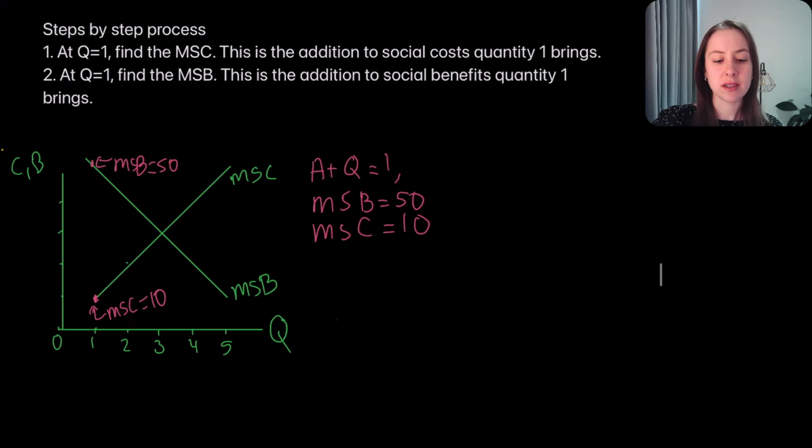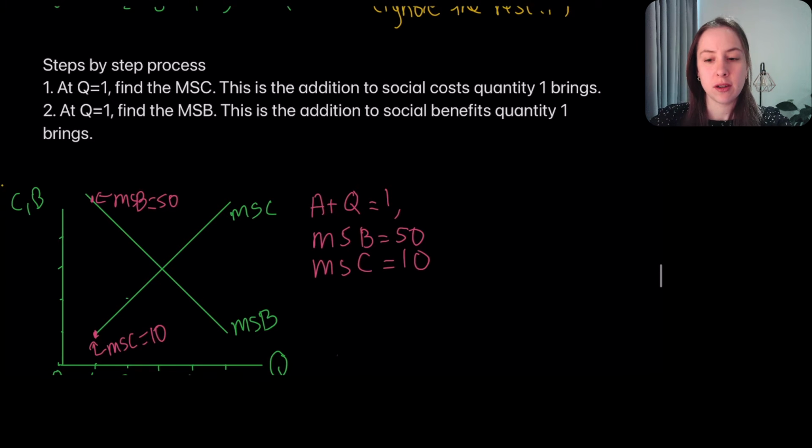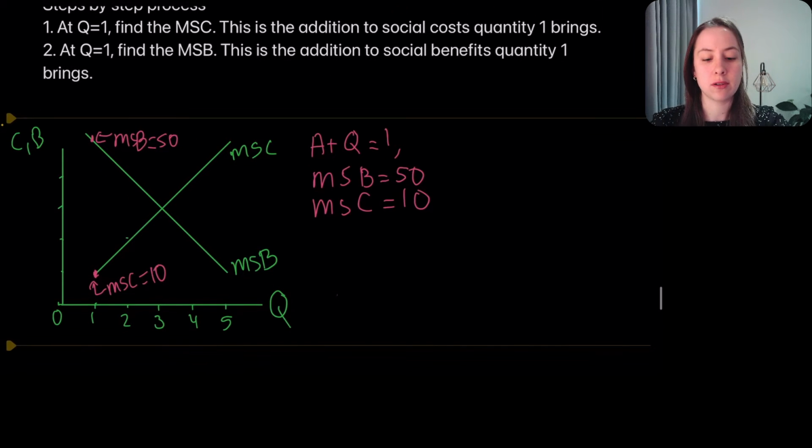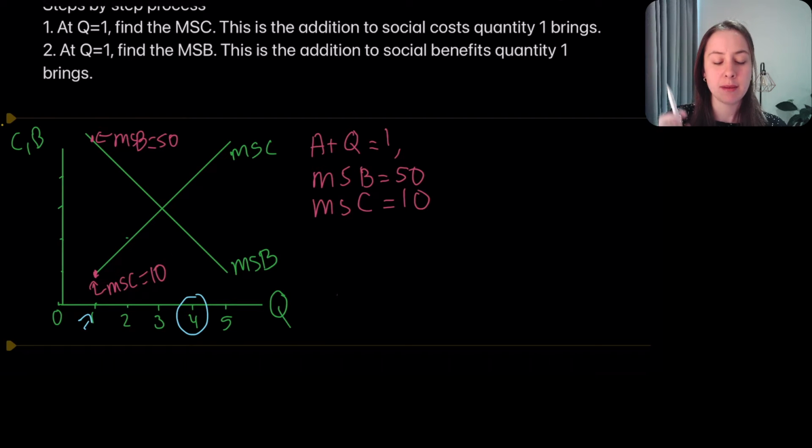Okay, so step-by-step process. Go from the first unit produced. I don't care if you're at Q4 or something, but go from the first unit produced. So let's say you are at Q4, no, you start with Q1, start there. Start at the first quantity and go up, find the MSC, which in this case was 10. This means that the first unit cost society 10. And then go up, find the MSB as step 2, and this is how much benefit that unit brought to society. So this unit brought 50 benefits to society, but 10 costs.